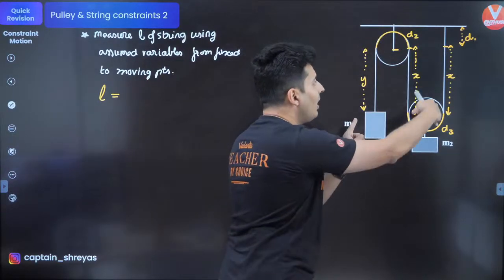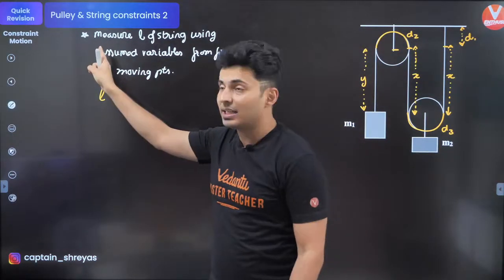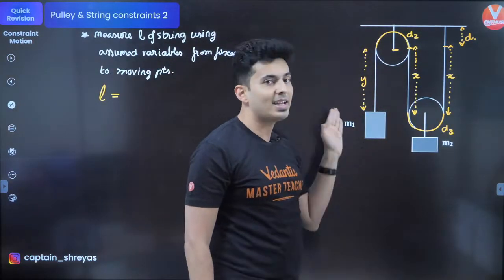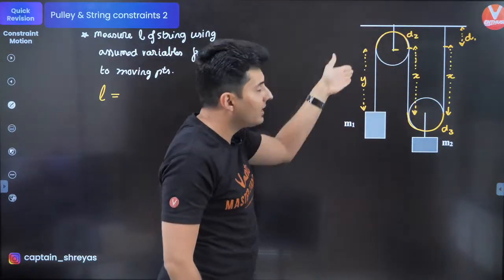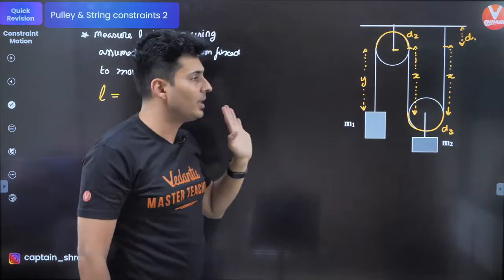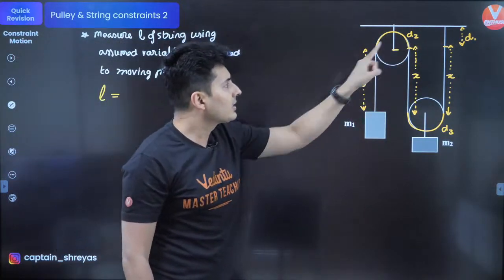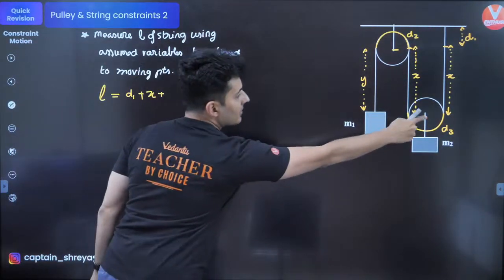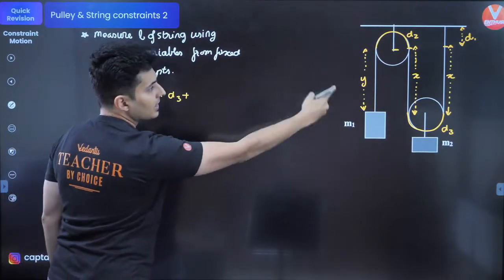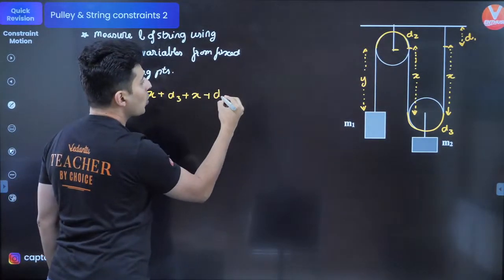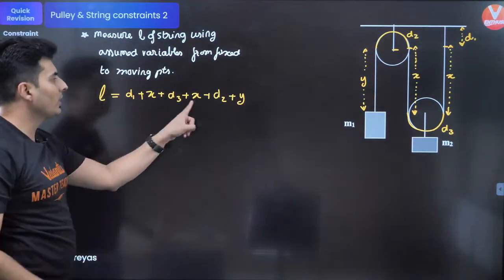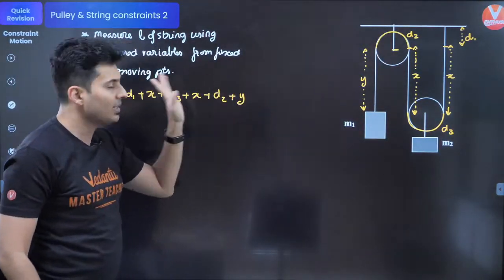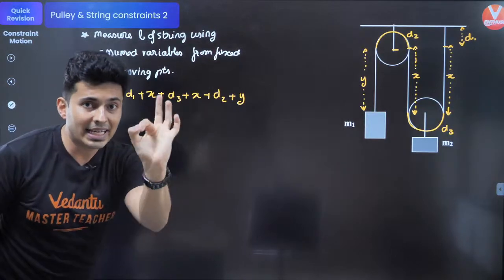Cool. Why have I marked all these variables? Because this statement says write down the length of the string using some variables. So I assume some variables here. Now I can write the entire length of the string making use of these variables. Observe how. The length will be d1 plus x plus this distance, which is d3, plus x distance plus d2 plus y. This is the total length of the string. This plus this plus this plus x plus d2 plus y. Very good.